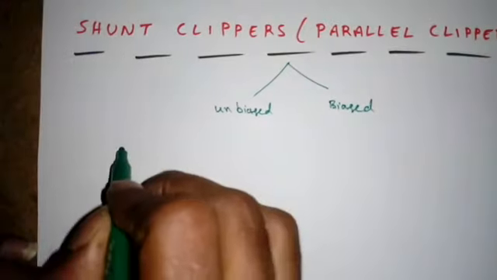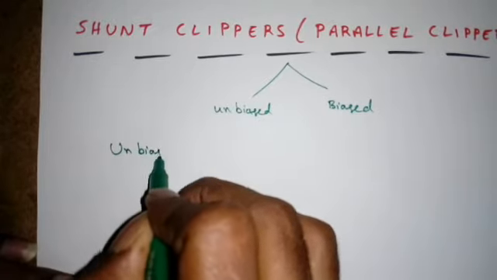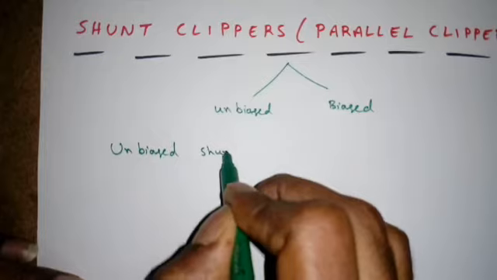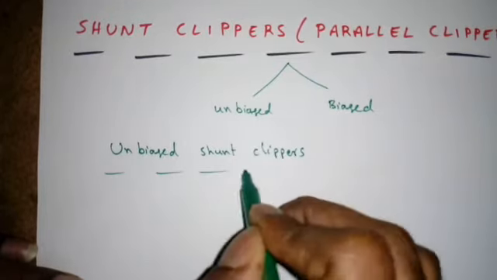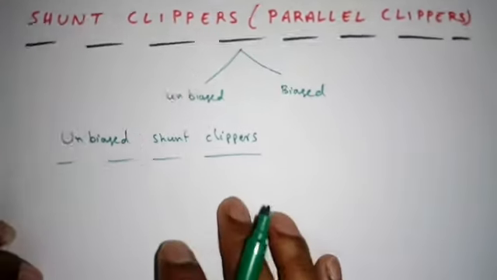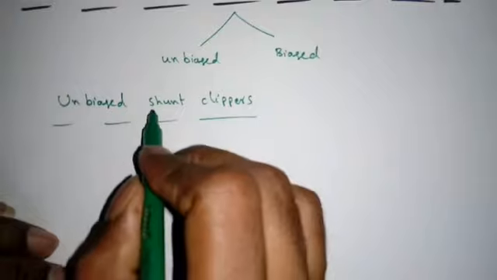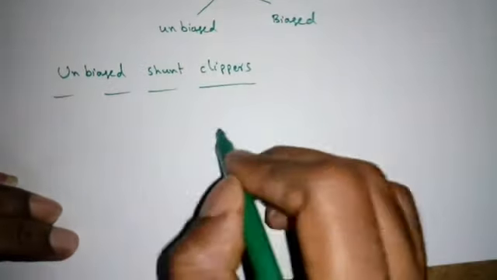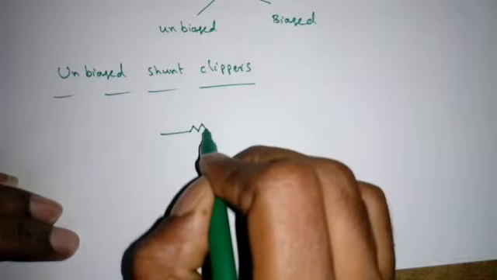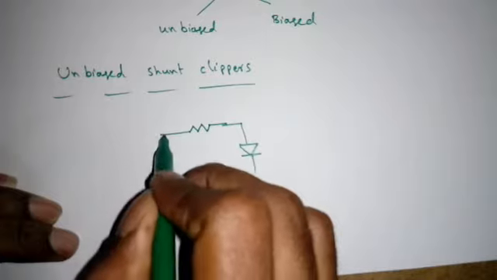Now first we will see the unbiased shunt clippers. Again in this also we'll have negative clippers and positive clippers. Now why are these clippers called shunt clippers? Because the diode D is parallel to the source.